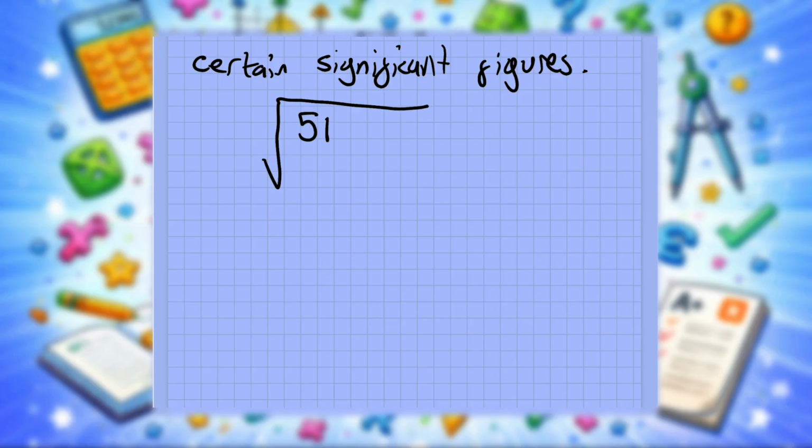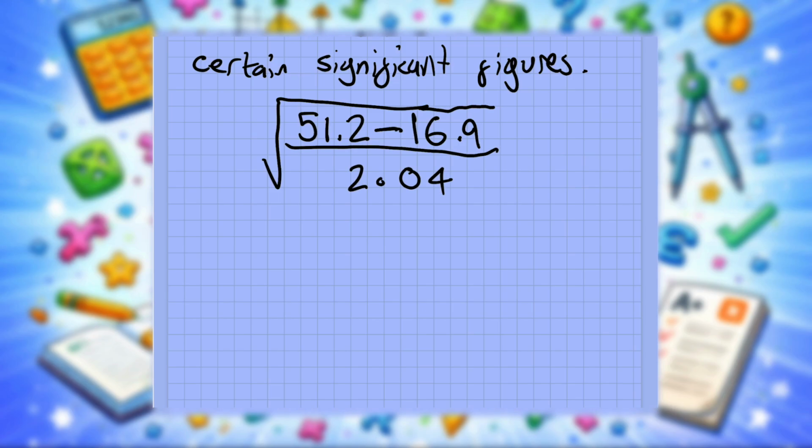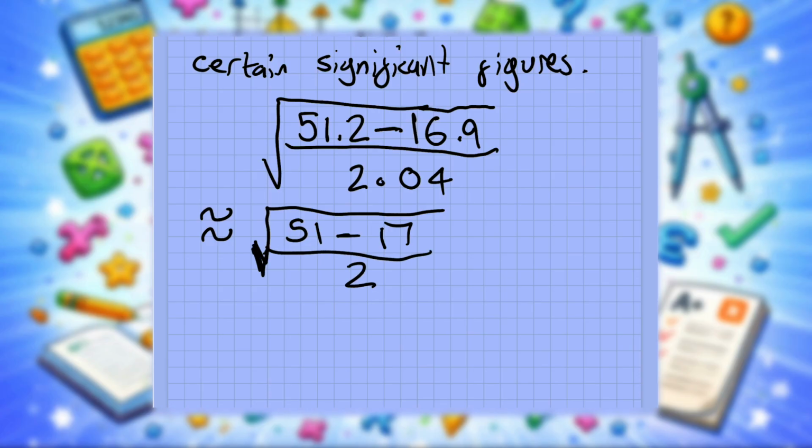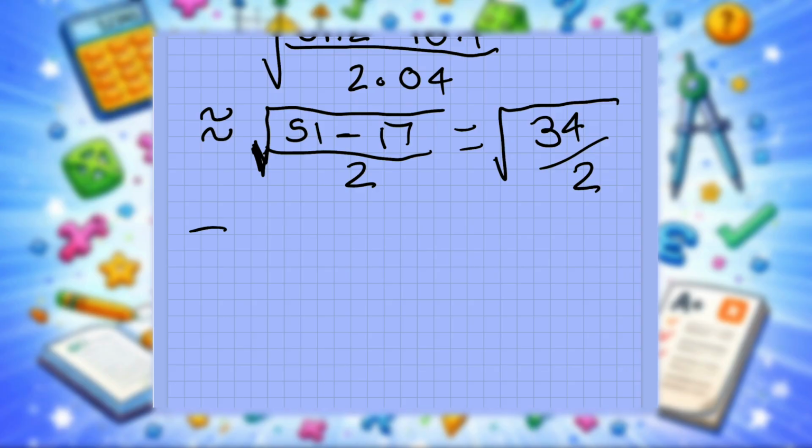Taking square root of 51.2 take away 16.9, all divided by 2.04. First, we will write all the numbers to 2 significant figures. This will give root of 51 take away 17, divided by 2. Now, finding the value, 51 take away 17 is 34. Then 34 divided by 2 will give us 17.